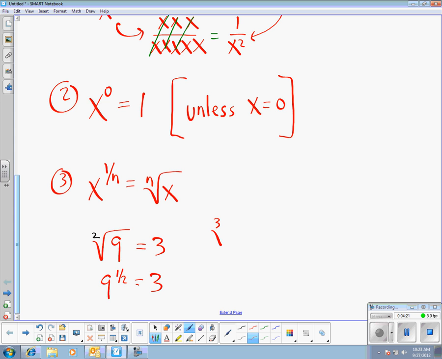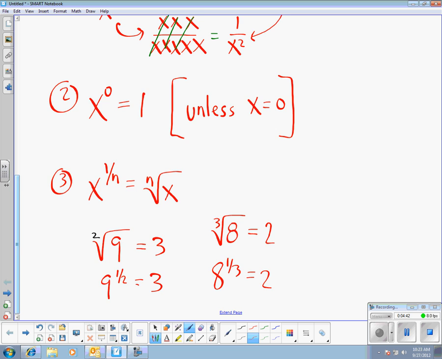So a cube root of 8, for instance, is, what do you need to multiply together 3 times to get 8? That's 2. We could also write 8 to the 1/3 equals 2. So an nth root and a 1 over n power mean the exact same thing.